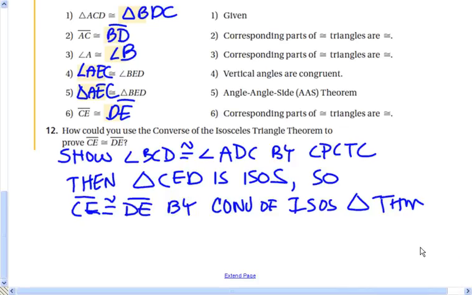If you want to use the converse of the isosceles triangle theorem to prove side CE is congruent to DE, first just show that angle BCD is congruent to angle ABC. And if you already showed that the two triangles are congruent, then you can use the corresponding parts of congruent triangles are congruent. And if those two angles are congruent, then triangle CED is an isosceles triangle. So by the converse of the isosceles triangle theorem, CE would be congruent to DE.